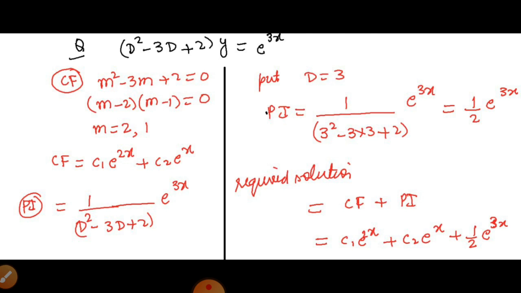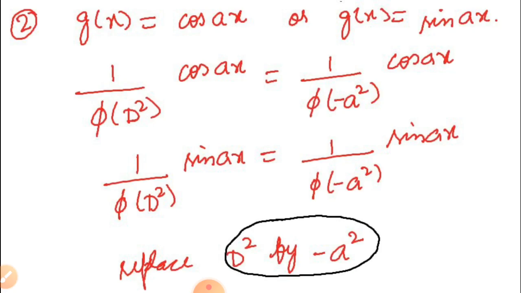Now if the right hand side is a trigonometric function, a sinusoidal function, a cosine function, we will obtain the solution for such an equation by the following method. Suppose the equation has g(x) equals cos ax or g(x) equals sin ax, any of them.